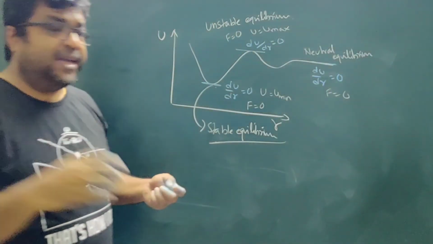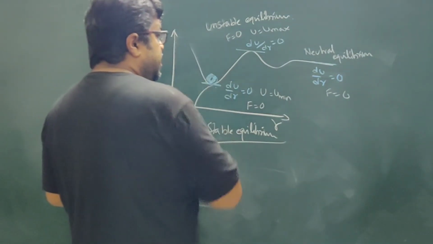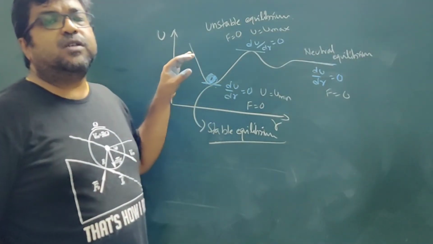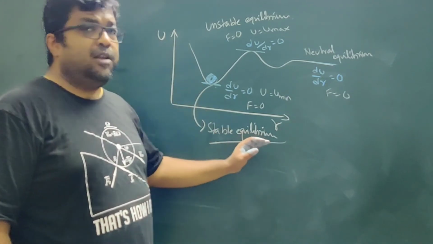It implies that if a body is at the position of lowest potential energy, and if it is slightly disturbed, then again it tries to come back to that position of minimum potential energy. So that is called stable equilibrium.